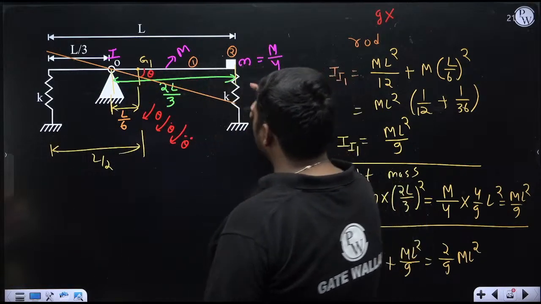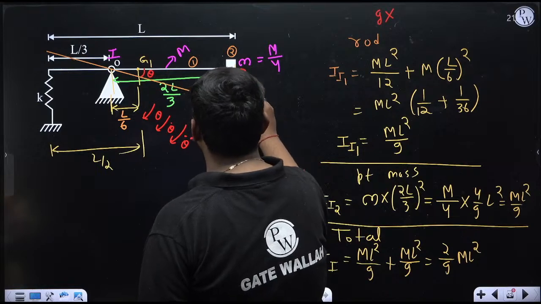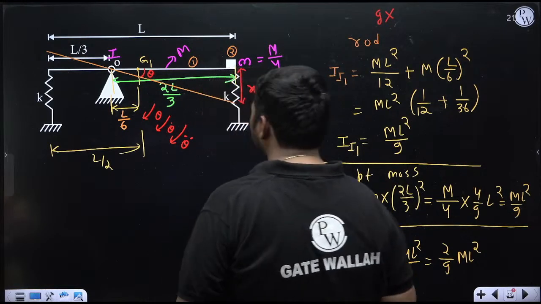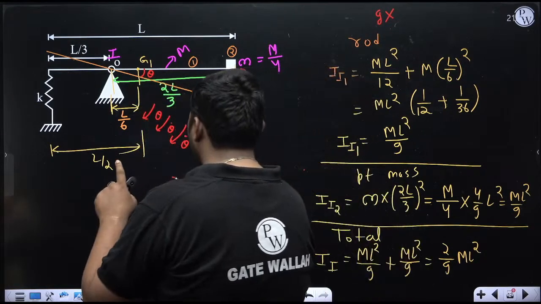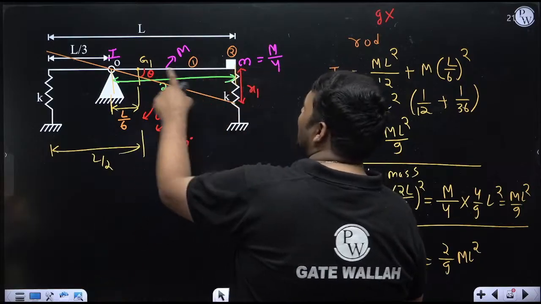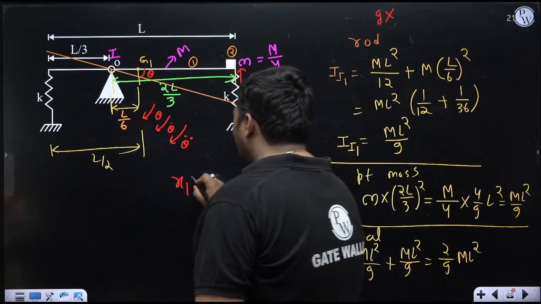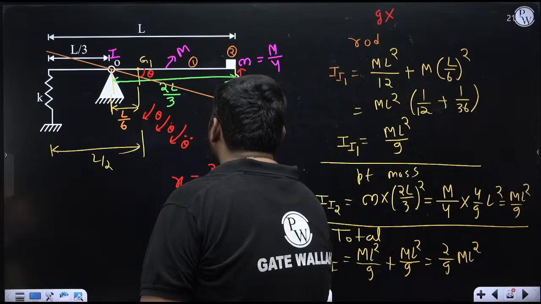Now here spring is coming, so I am calculating displacement of this point. Suppose displacement of this point is x1. What will be the expression of x1 in terms of theta? Now distance of this point from I center is 2l by 3. So can I say x1 will be 2l by 3 theta?